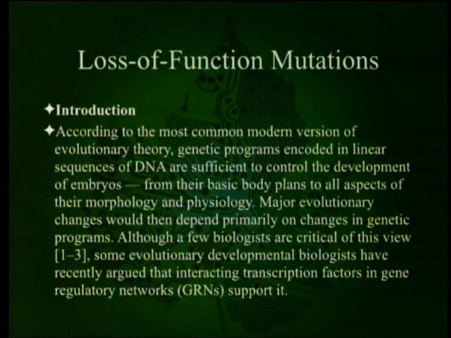Introduction. According to the most common version of evolutionary theory, genetic programs encoded in linear sequences of DNA are sufficient to control the development of embryos, from their basic body plans to all aspects of their morphology and physiology. You change the DNA, you change the embryo, and all the information is included in DNA. Major evolutionary changes would then depend primarily on changes in genetic programs. Although a few biologists are critical of this view, some evolutionary developmental biologists have recently argued that interacting transcription factors in gene regulatory networks support it.